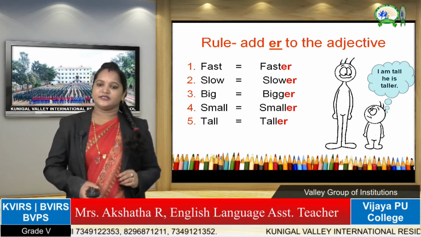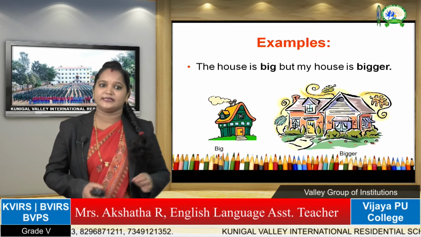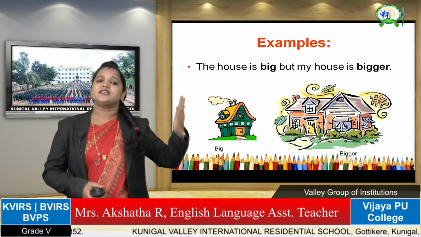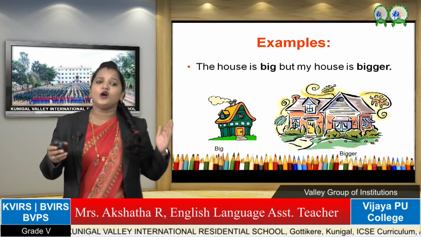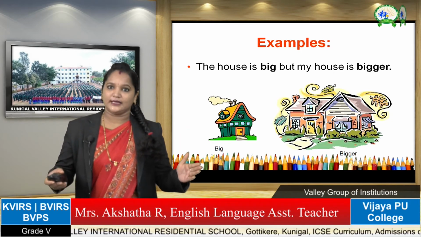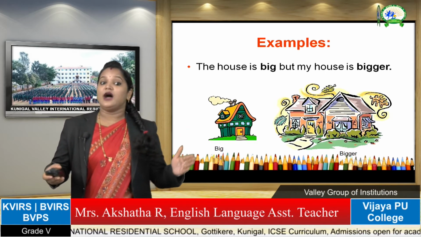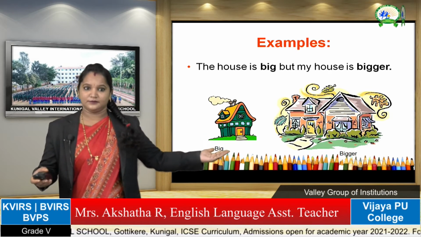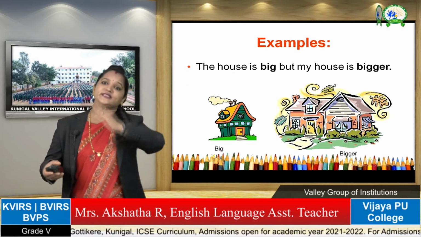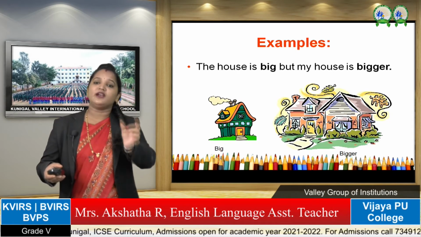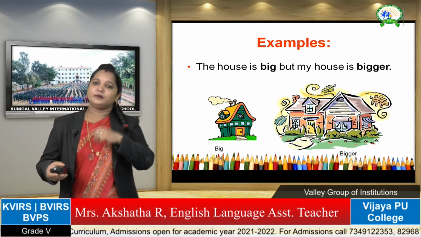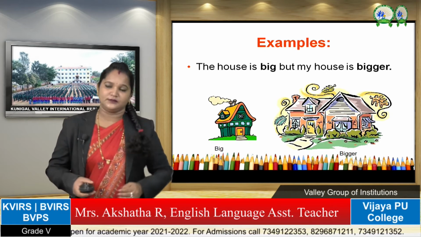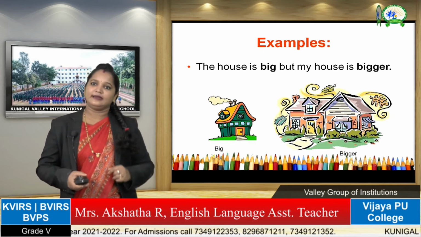This is comparative degree. But in some exceptional cases, for example, in the positive degree I told you this house is big. But here two houses are there, so we are comparing now. That house is big, but my house is bigger. For the word big, we added ER, but for a few words, the last letter becomes double. We will double the last letter and add ER.